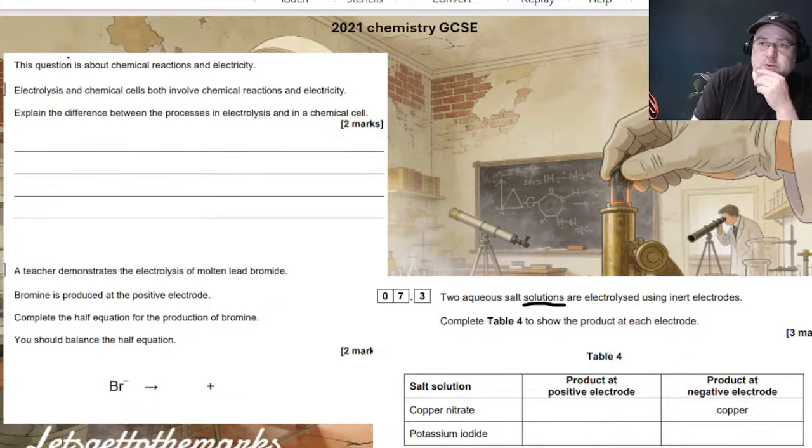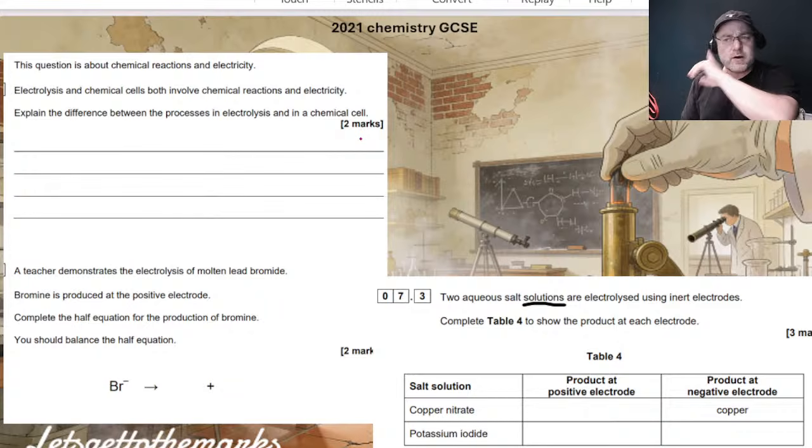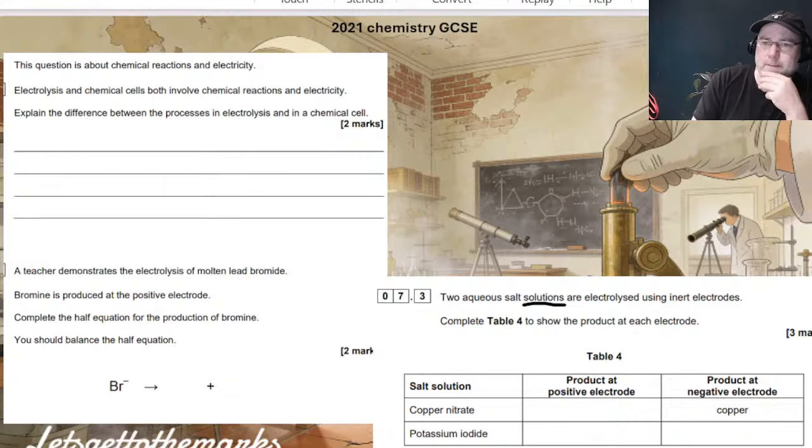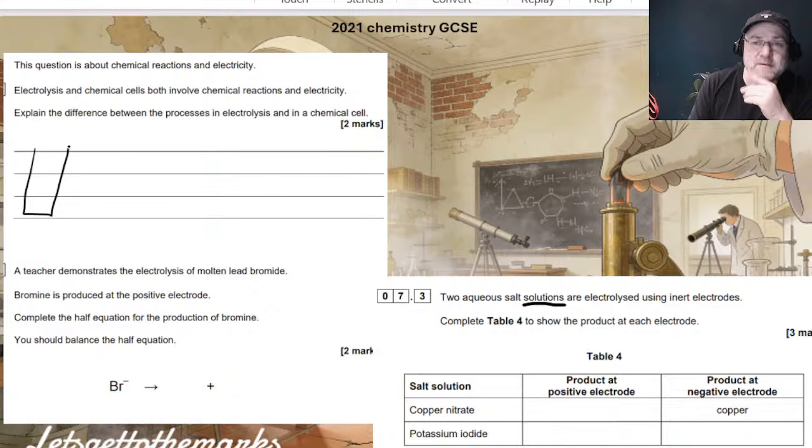So, this question is about chemical reactions and electricity. Electrolysis and chemical cells both involve chemical reactions and electricity. Explain the difference between the processes in electrolysis and in a chemical cell. That's a triple question. That particular 2 marks of this question will not come up in combined, but the rest of this question applies to combined. So stay with it if you're combined, because it's only this bit that you don't need to know about. So I'm going to give you the difference between electrolysis and chemical cells. They're 2 different things, only for triples.